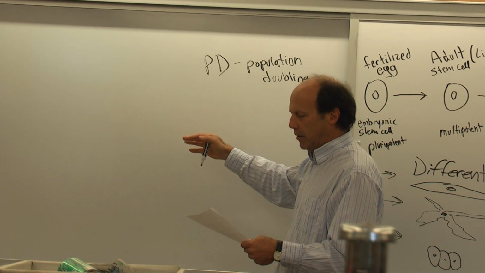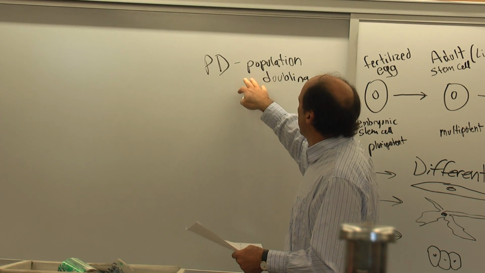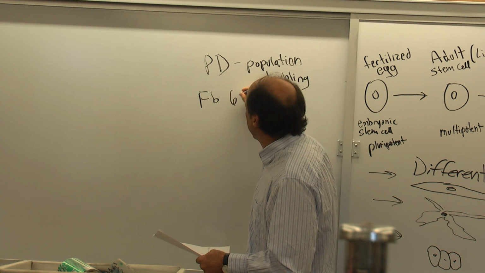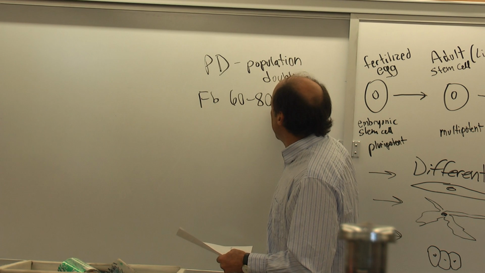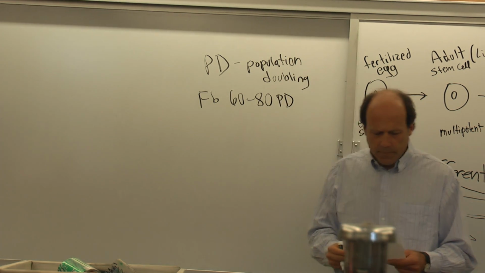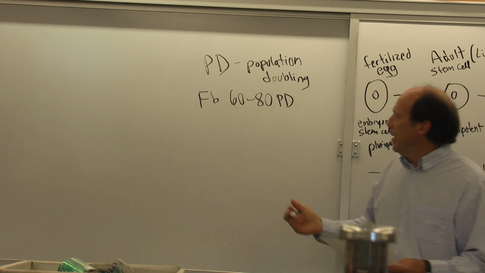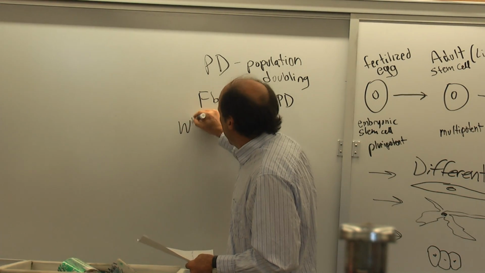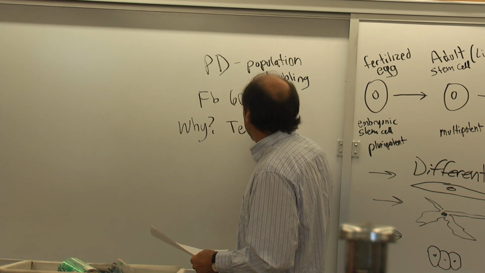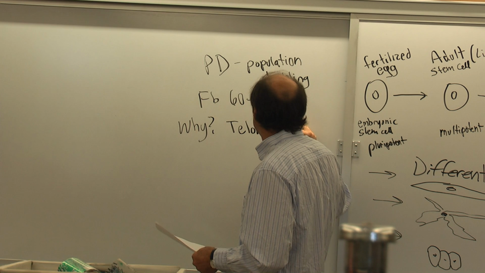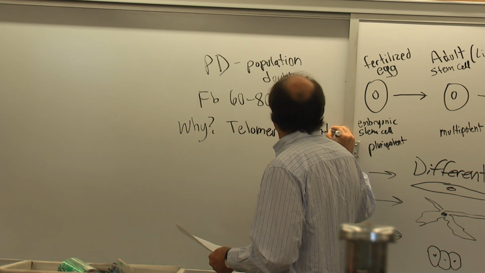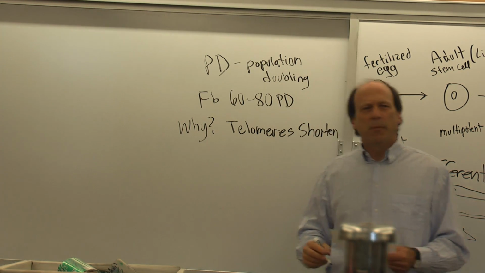They have a finite cell limit, a certain number of population doublings. I had mentioned that fibroblasts can go like 60 to 80 population doublings, and that's about it. And the why is because the telomeres get short. Well, that's pretty profound.